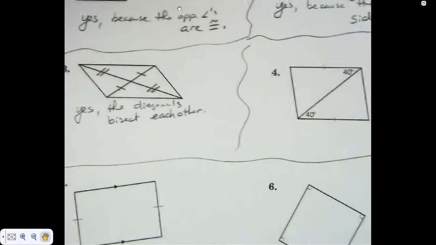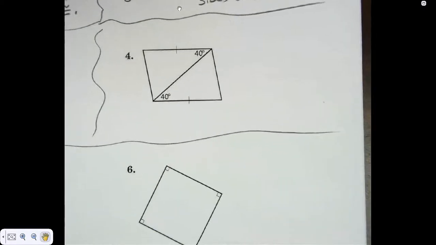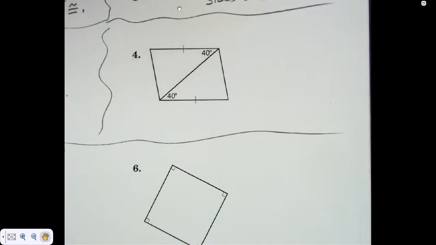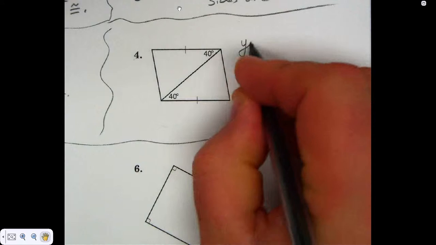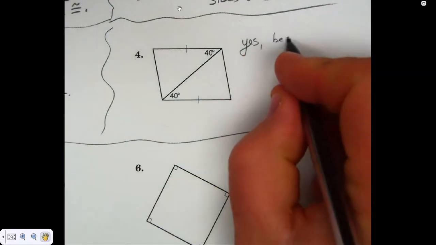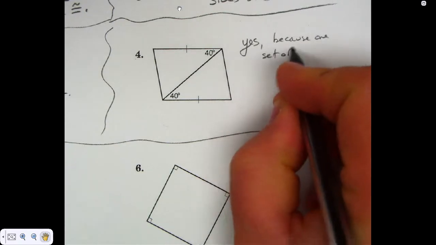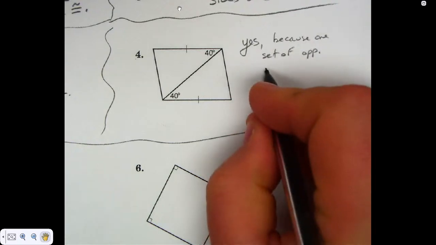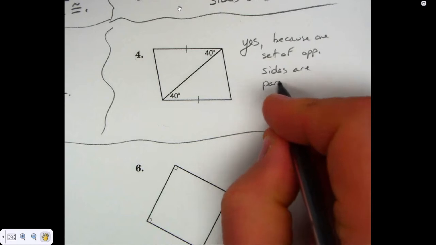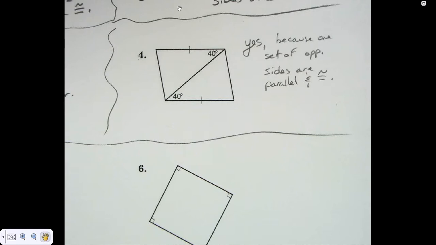Oh, number 4 is a dandy. You're going to have to pull back on some knowledge, some things we've done before. What's the answer here, yes or no? Yes. Question is, can you tell me why? I don't know if opposite sides are parallel. What could we say? Because one set of opposite sides are parallel and congruent. Now, the question is, why can I say that?